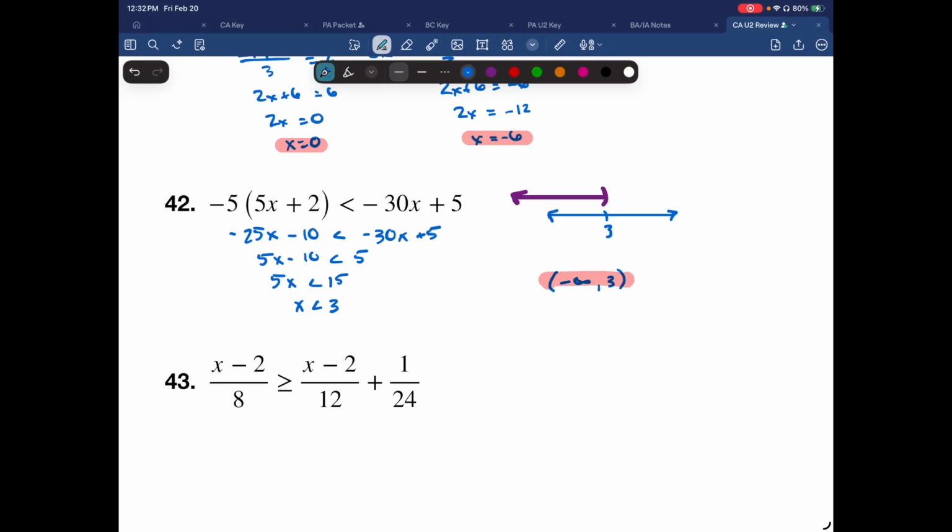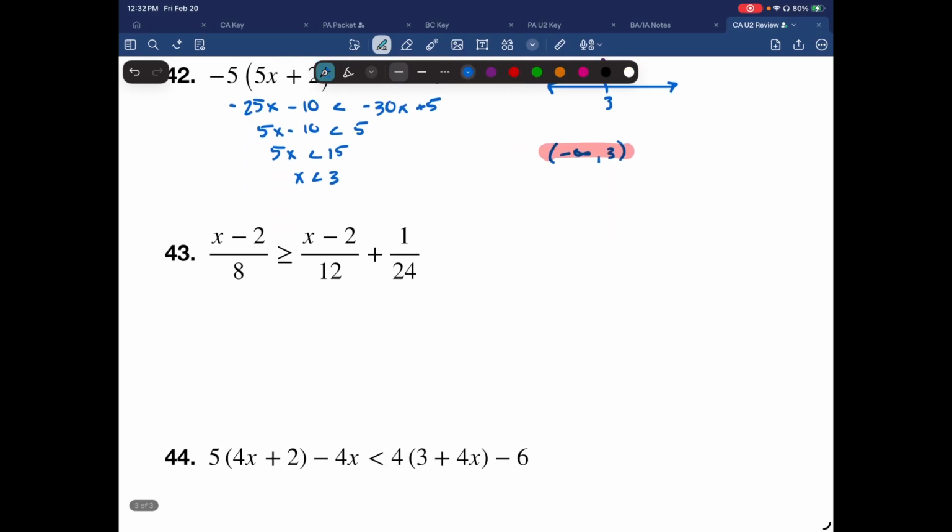On 43, we got fractions everywhere. So I'm going to multiply by the common denominator, which would be 24. Okay, so 8 goes into 24 3 times, so you got 3 times x minus 2, greater than or equal to. 12 goes into 24 2 times, so you got 2 times x minus 2. And then 24 goes into 24 1 time, that's just simply plus 1. Let's distribute, you got 3x minus 6, greater than or equal to 2x minus 4 plus 1.